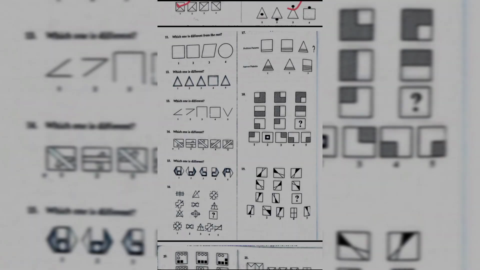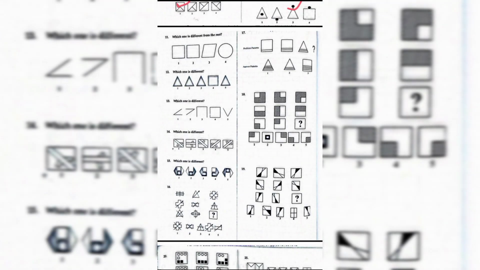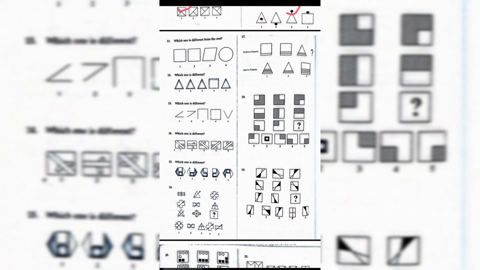Let's go. From the given options, one shape is different from the rest. Compare their edges, angles and structure to determine the odd one out. The answer is right, number 4.